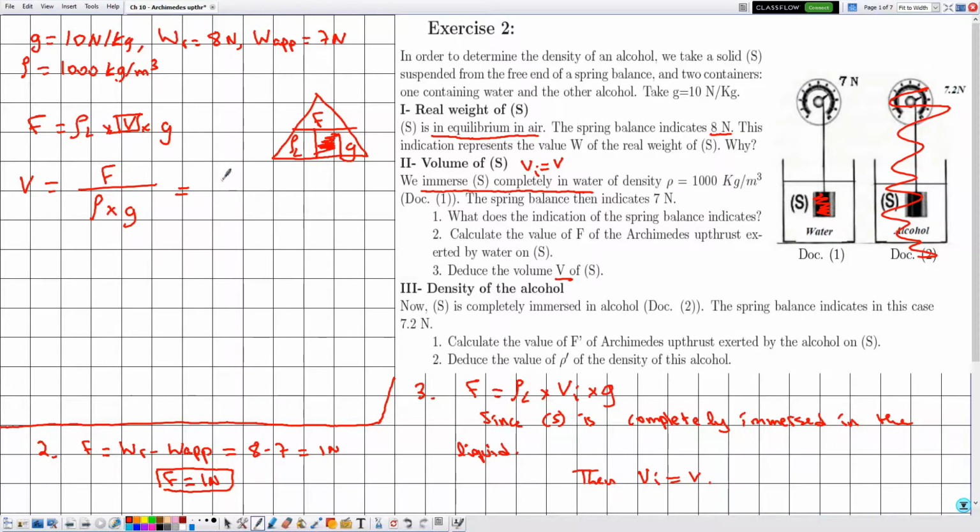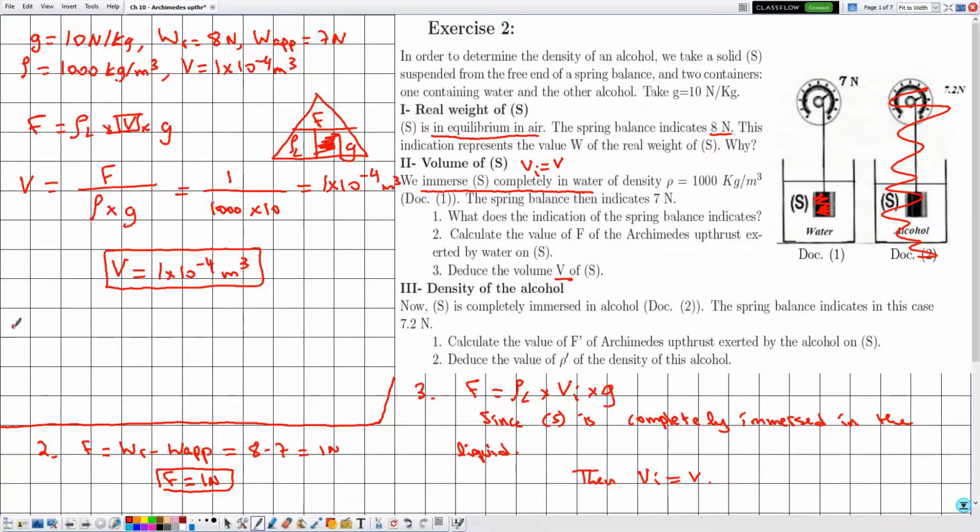And the value of F is given by 1, the value of rho is given by 1000, and the value of G is given by 10. Plugging this fraction on the calculator, it will give me 1 times 10 to the power minus 4. Since everything is in the SI, the unit of V will be in the SI, which is meter cube. So the volume V of the solid S is given by 1 multiplied by 10 to the power minus 4 meter cube. So now we have that the volume V of the solid S is given by 1 times 10 to the power minus 4 meter cube.